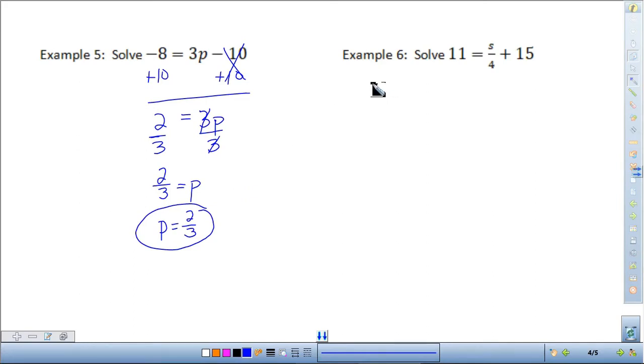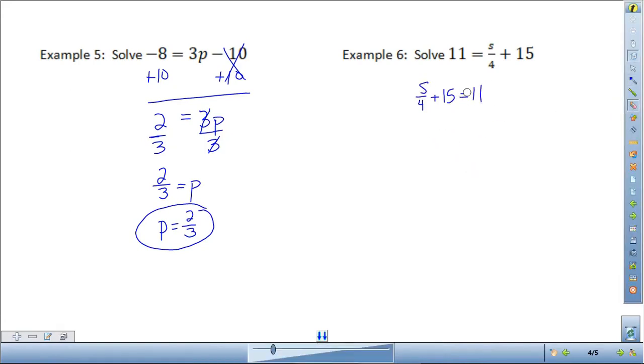Example 6. First thing we want to do is identify where our variable is, which is on the right-hand side. If you want to, again, you can flip that around using the symmetric property and say s divided by 4 plus 15 equals 11. One option. If not, again, what I'll usually do is I'll just solve it as it is, and then I'll deal with that flipping around in the end.